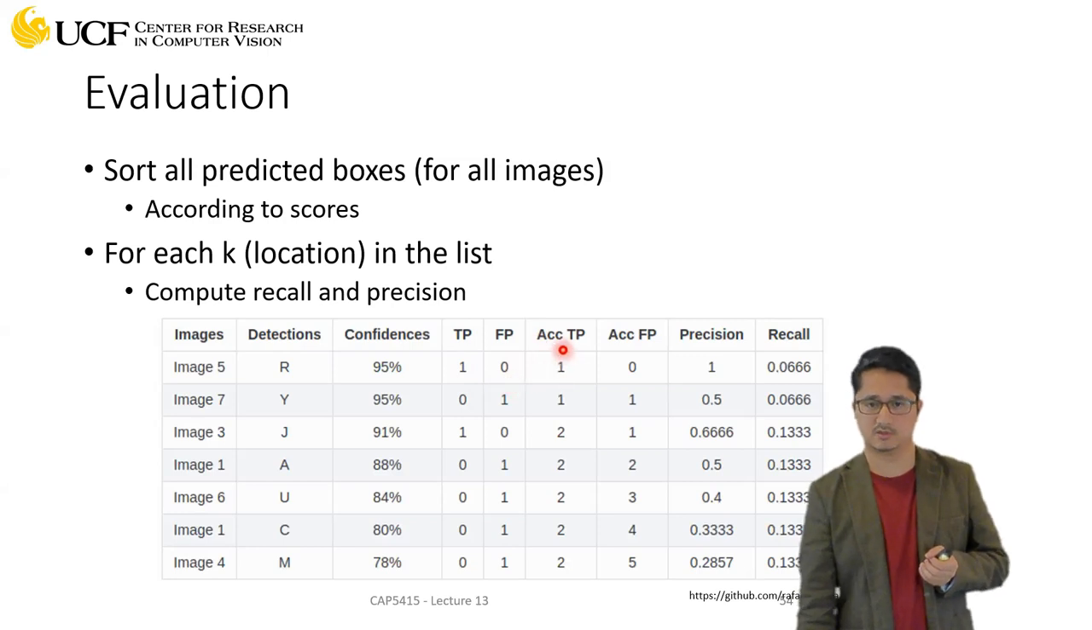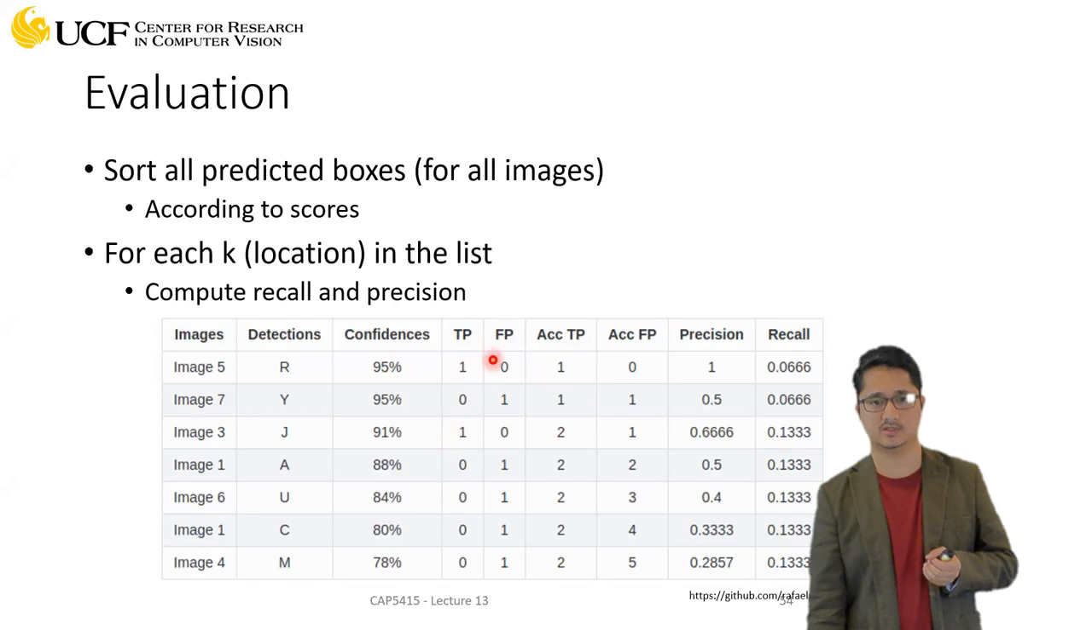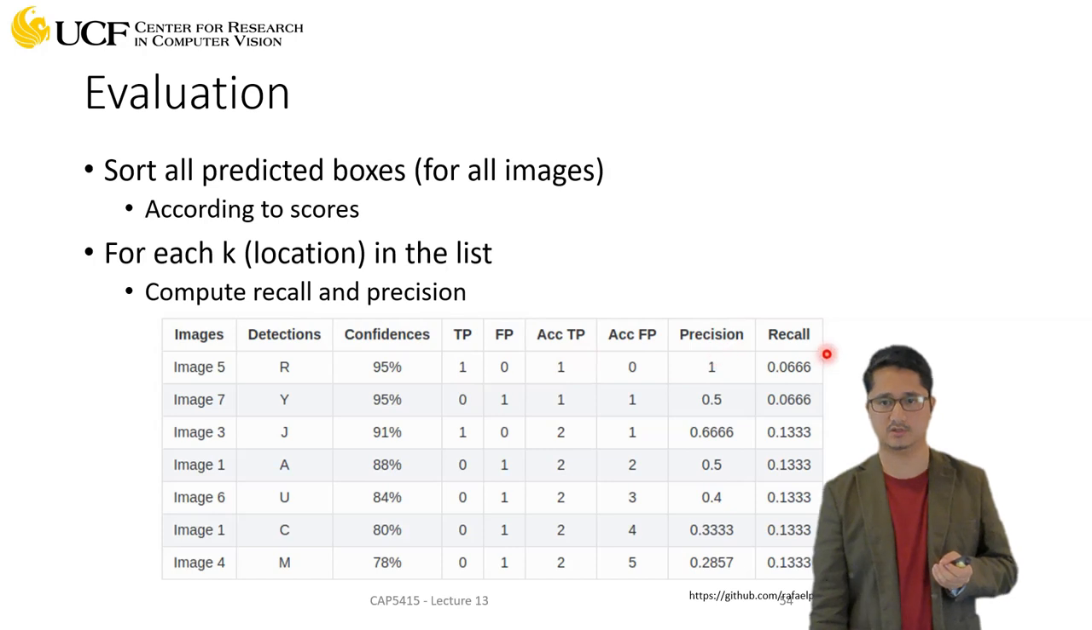Now, these next two columns are again true positive and false positive, but they accumulate these scores. In this case, we have one true positive, so it's again one, because prior to this we didn't have anything. And false positive is still zero. Using these accumulated true positives and false positives, not the previous scores, you will compute your precision and recall.